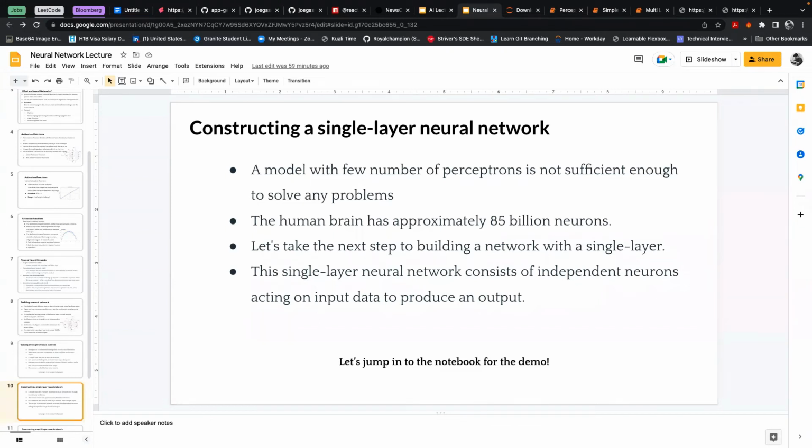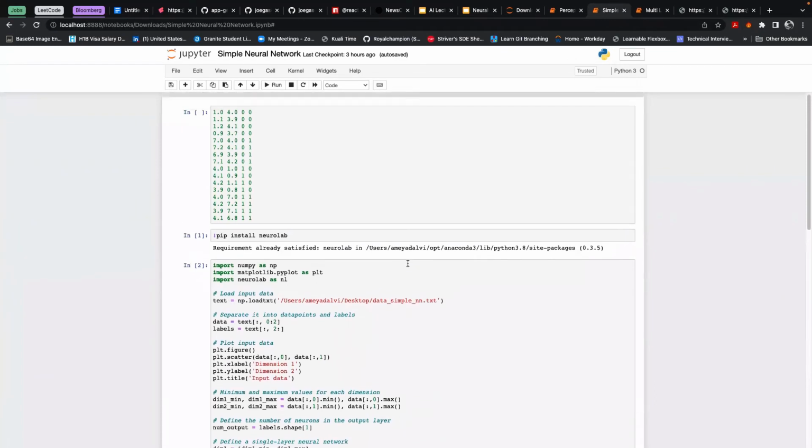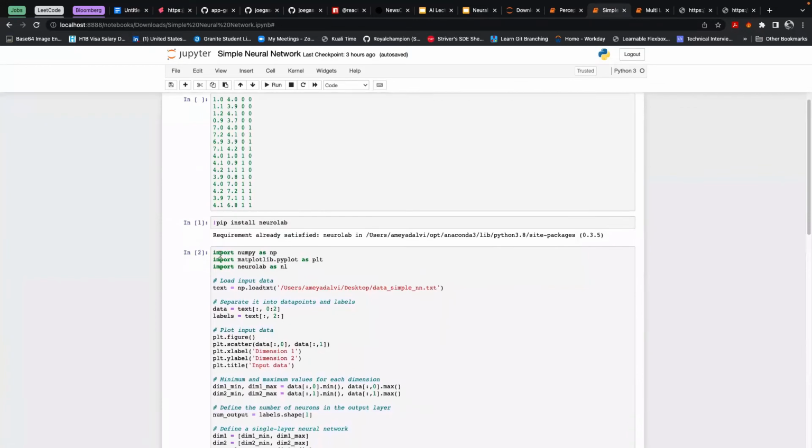Before we build a model with billions of nodes, let's take the next step to building a neural network with a single layer. This single layer neural network consists of independent neurons acting on input data to produce an output. So let's get to it. So we first created this IPYNB file and imported the following packages. We are using this NeuroLab package.